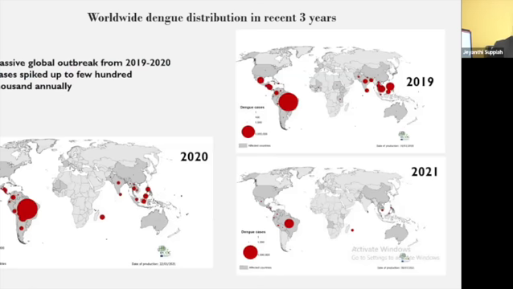What is dengue distribution worldwide in the recent 3 years? From 2019 to 2020, there was a massive global outbreak of dengue, where cases spiked up to a few hundred thousand annually in most of the endemic regions of the world. However, in 2021, there seemed to be a decline in the number of cases, as you can see in the map shown here for 2021.